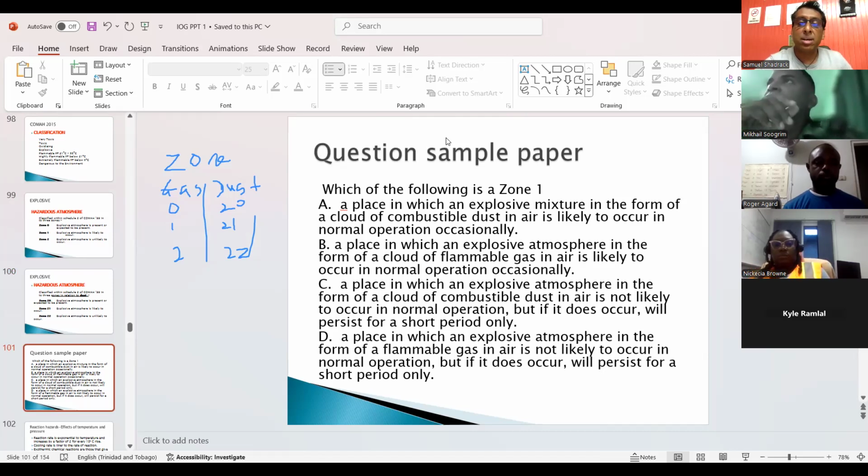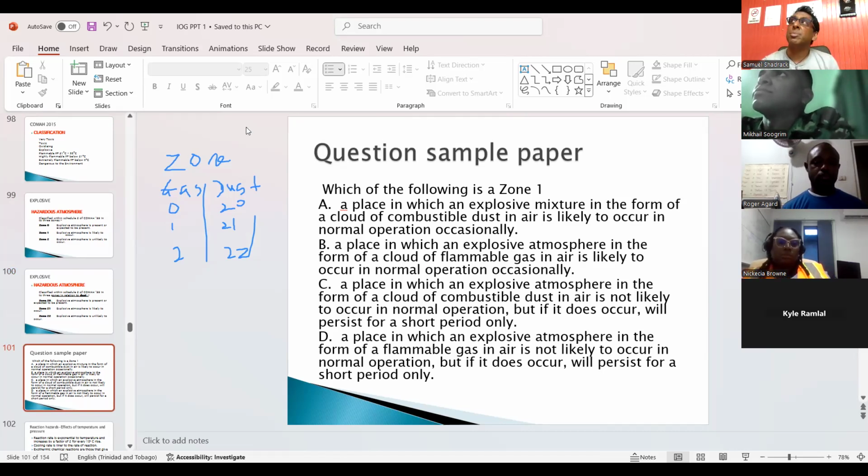We could skip this. This is one of the questions on process safety. Which of the following is zone 1? Zone 1 is a place in which an explosive atmosphere in the form of a cloud of combustible gas in air is likely to occur in normal operations occasionally, right? So the answer there would have been B for that one.